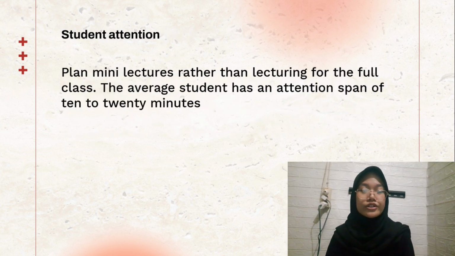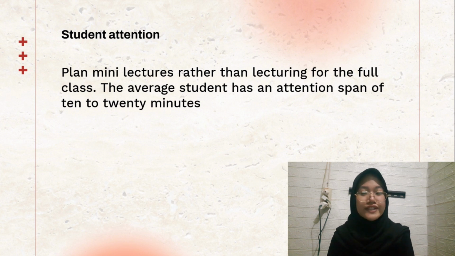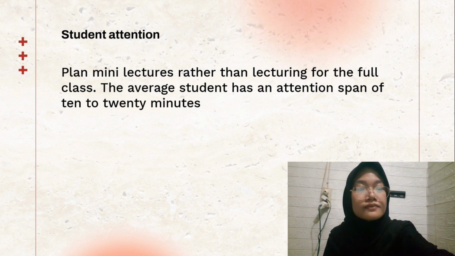To communicate with students, you need to get their attention. For example, plan a mini lecture rather than lecturing for the full class, because it will make the students feel bored. The average student has an attention span of 10 to 20 minutes.